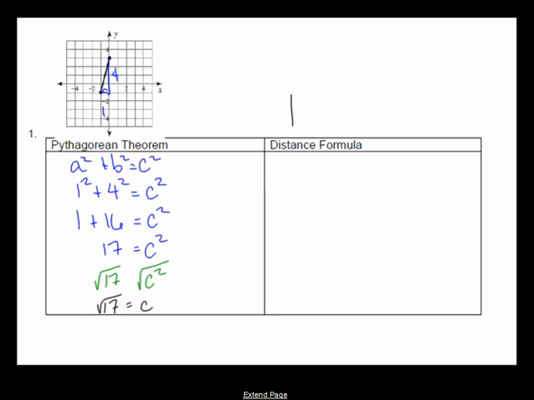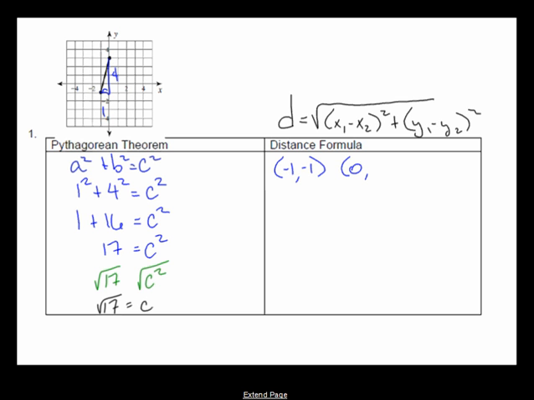Using our distance formula, remember the distance formula is the square root of (x1 minus x2) squared plus (y1 minus y2) squared. So I need to first get my points. My first point is located at (-1, -1). The second point is located at 0, and then up here, 1, 2, 3, so (0, 3).